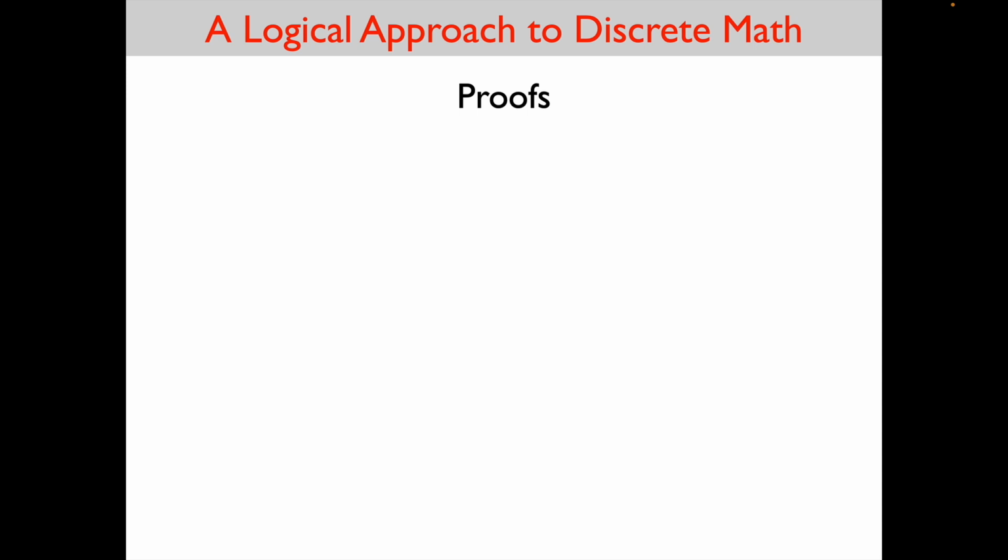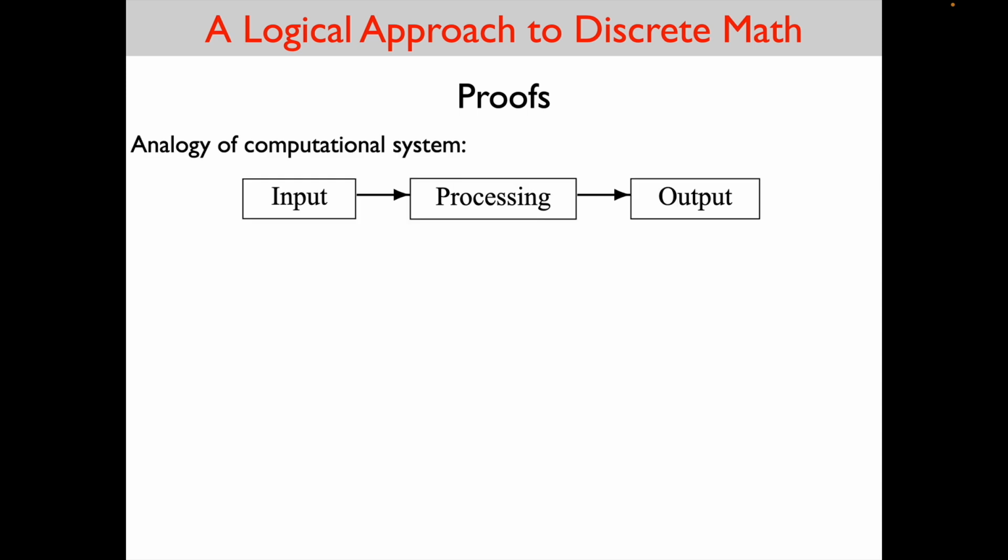Okay, next topic is proofs. Now this material is not in the lecture, and I think this is going to be some additional information that you will find useful as we continue on in this course. So what is a proof? We're going to do lots of proofs in this course in formal methods. In fact, practically all of it is proofs. And I want to show you an analogy with a computational system.